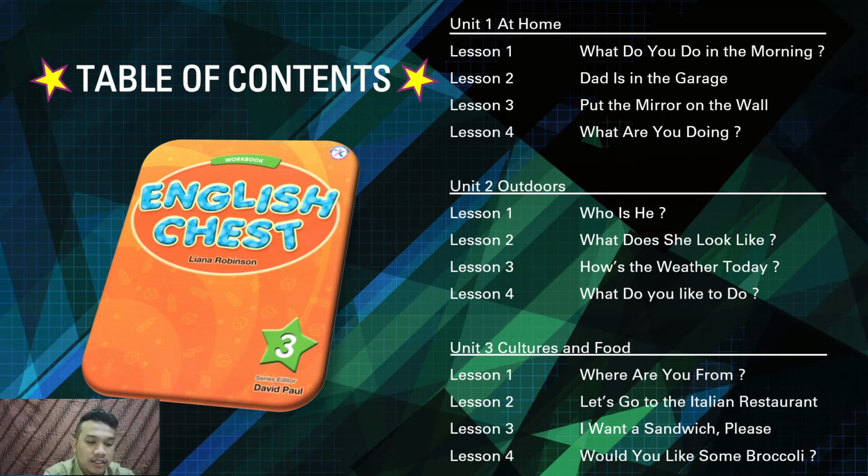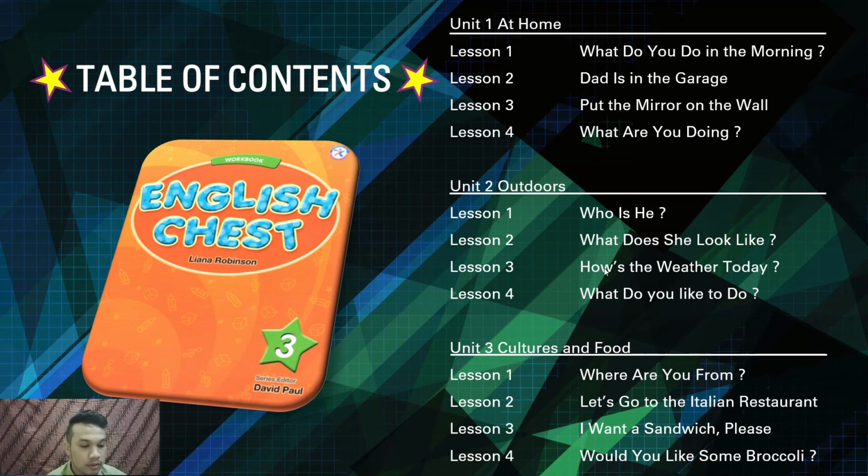Okay, next to lesson 3: How's the weather today? In this lesson 3, it brings students to understand information questions with how. Students will learn to describe the weather and give reminders about weather-appropriate clothing. For example, how is the weather today? It is snowy. Like that.